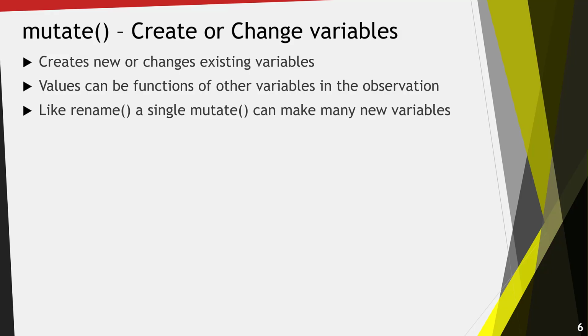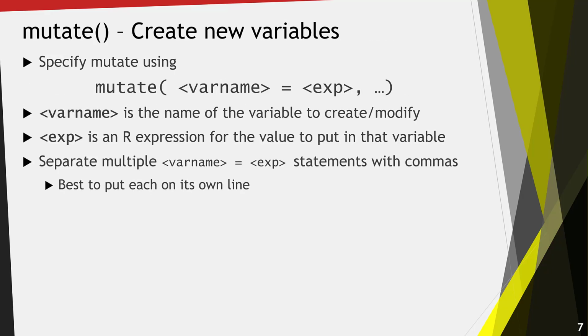A second useful dplyr verb is the mutate verb. It creates or changes existing variables. The way it does this is it's going to construct values that can be functions of other variables in that observation. Like rename, a single mutate statement can create many new variables with statements separated by commas. So the way that you're going to specify this verb, again, you'll pipe data to a mutate verb, you'll specify a variable name, an equal sign, and then an R expression. Again, you can do this many times, separating variable name and expression pairs by commas. It's a best practice to put these pairs one to a line.